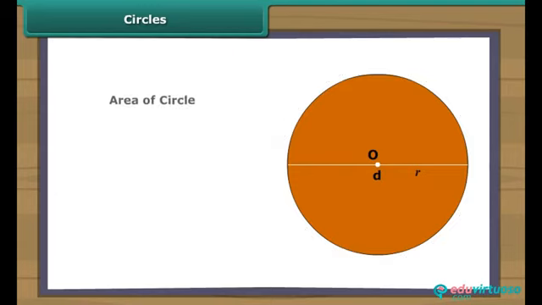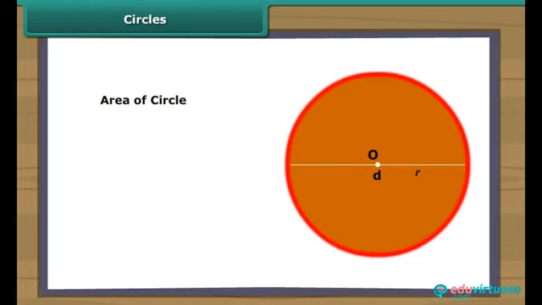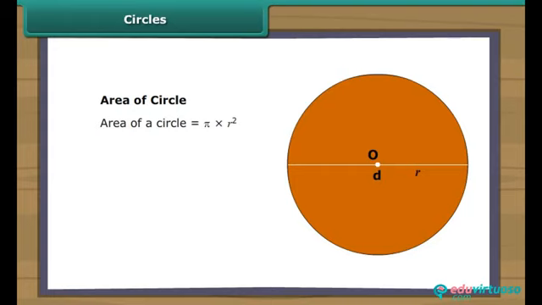Students, can we also find the area of a circle? Yes, if we know the measure of the radius of the circle. Area of a circle is equal to pi times the square of the radius, or we can also express the area of a circle in terms of diameter. We know that the radius of a circle is half of the diameter. So, area of a circle in this case is equal to the constant pi times the square of half of the diameter.